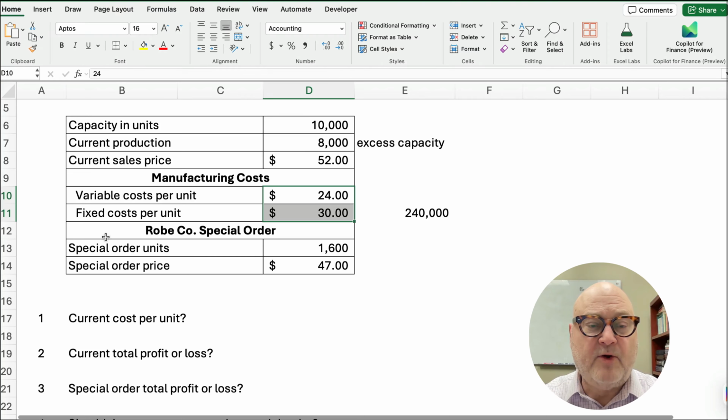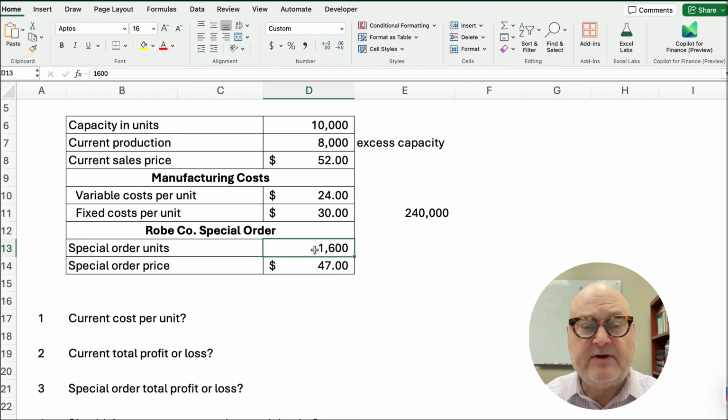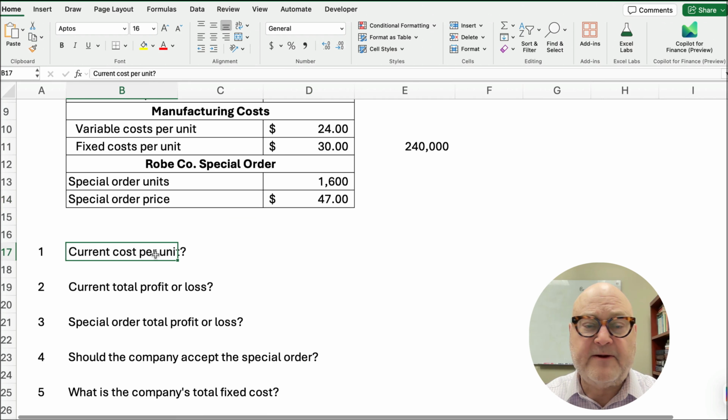Now, the Robe company comes along with a special order and says, we want to buy 1,600. We have capacity for that. We want to buy it at $47. So let's just start answering the questions that we have here.